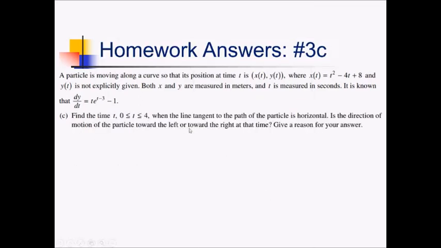For this part of the problem, they're telling us to find the time between 0 and 4 when the line tangent to the path of the particle is horizontal, and then is the direction of the motion left to right at that time with a reason. All right, so if we want a horizontal tangent line, we want to have a y prime being 0. We want no vertical motion, and we want x prime to be equal to something that isn't 0. So we're going to start by setting y prime equal to 0, solving that on the calculator, and whatever value that gives us, we'll plug it into x prime to see what direction we're going. So let's go to the calculator now.